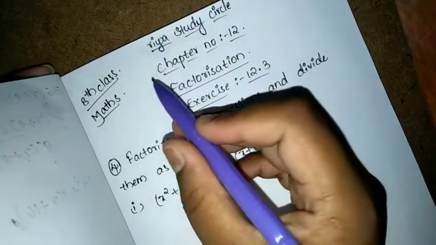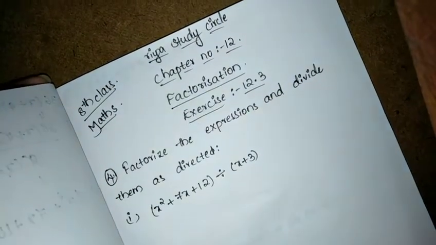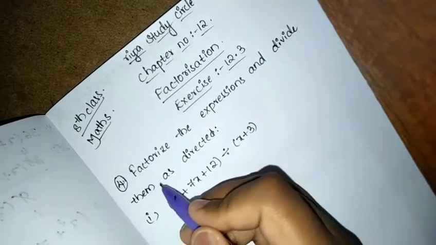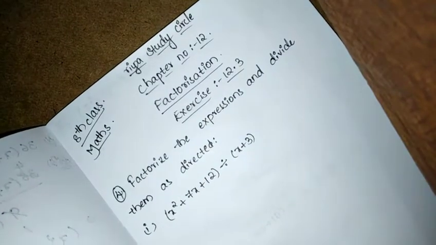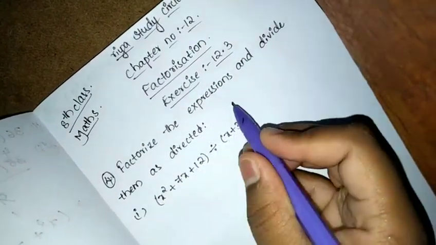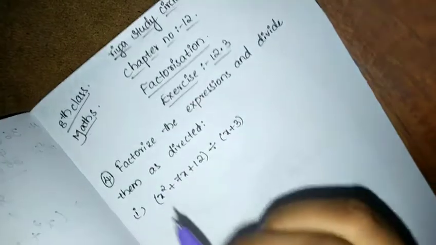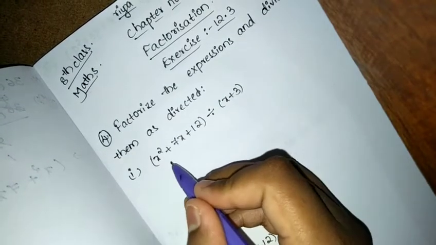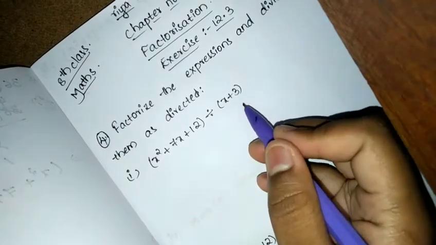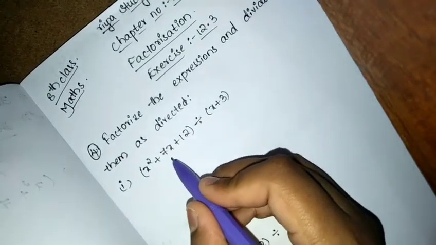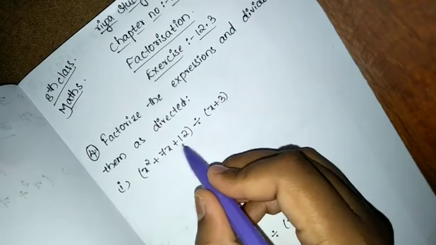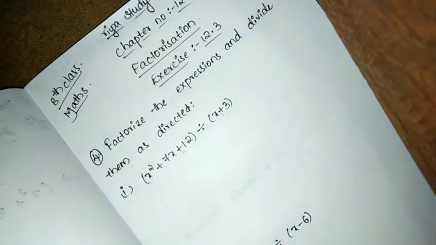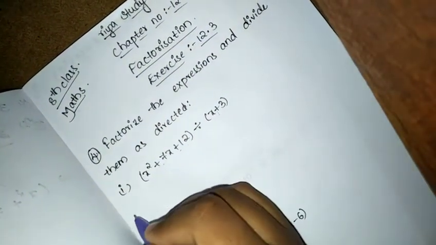Today I am going to explain 8th class Maths chapter number 12, factorization. Exercise 12.3, 4th bit. In the last video I explained the 3rd bit problems in exercise 12.3. So in the 4th bit, factorize the expressions and divide them as directed. That means in the 4th bit, first problem, x square plus 7x plus 12 divided by x plus 3. This means we have to factorize this and divide with this. So let's see how to do these problems.